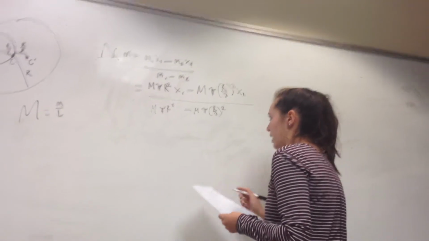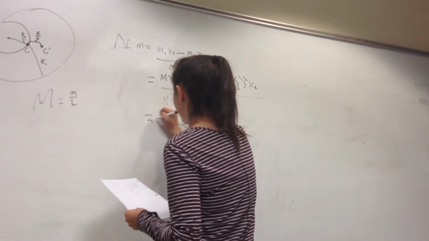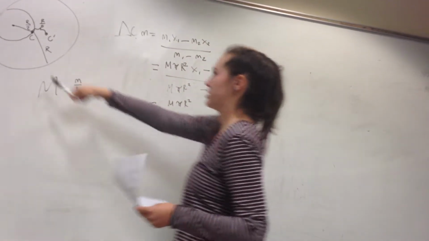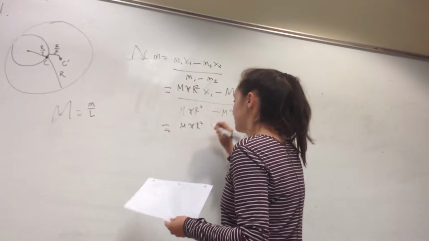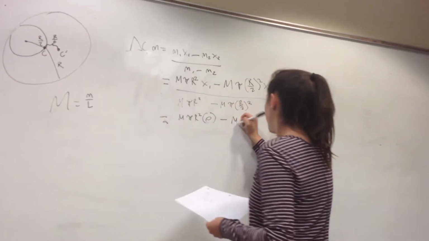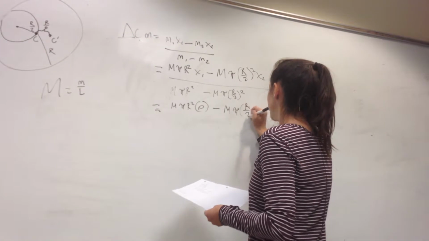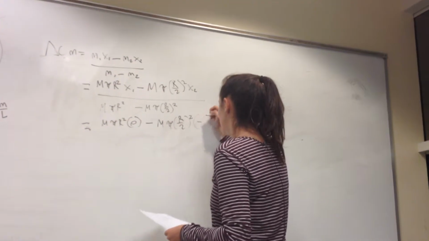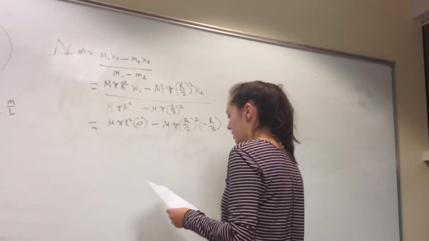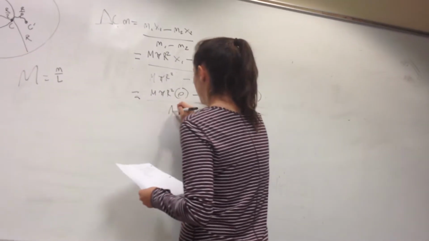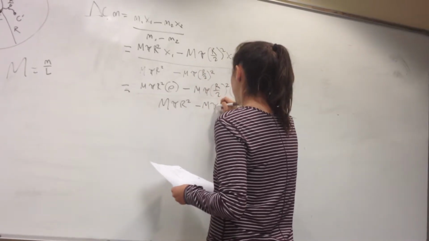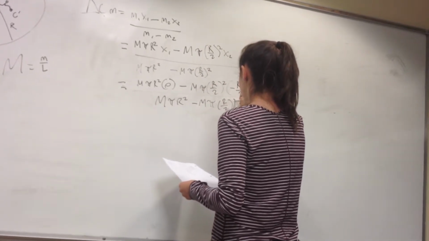And then, for the x, the x for this one is going to be 0, because it's right at the center, and that's where we're starting. So 0 minus M pi r over 2 squared. This x is going to be negative r over 2, because we're going this way from our starting point. So negative r over 2, over M pi r squared minus M pi r over 2 squared.